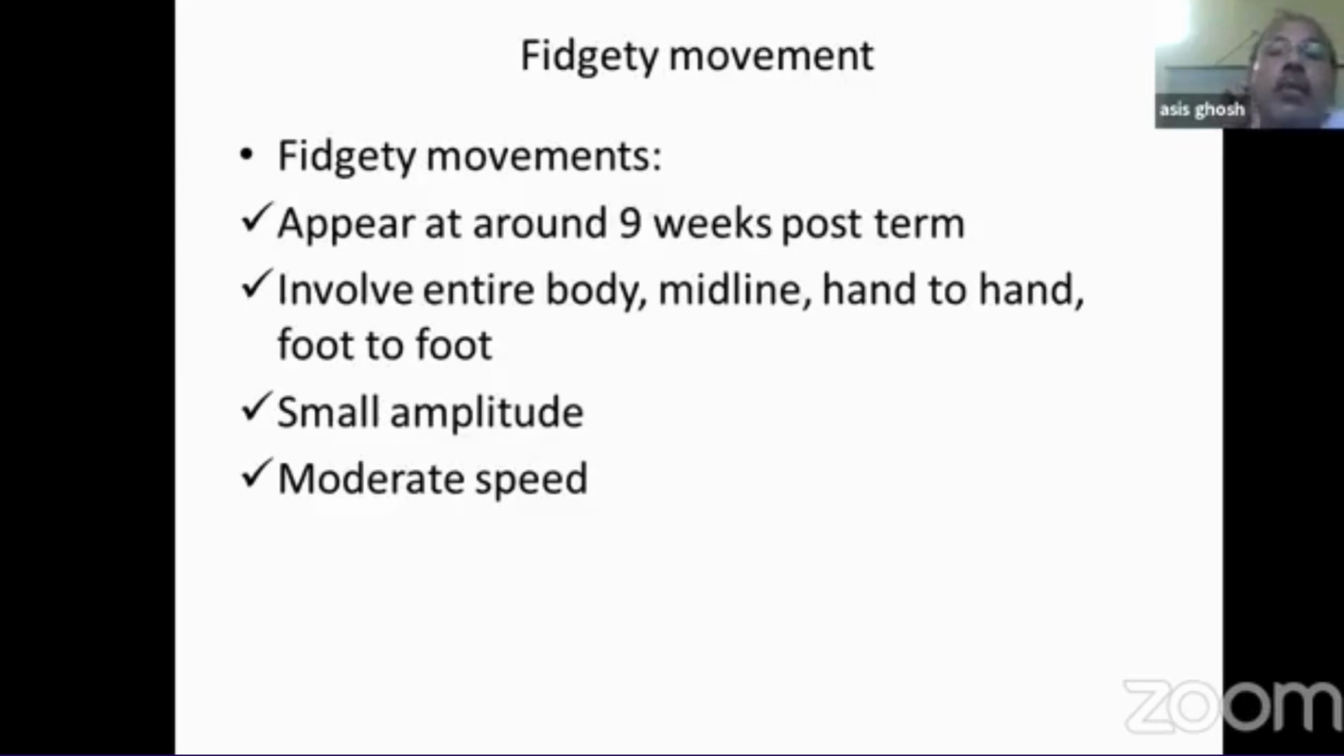Now, this is very important. Fidgety movements appear around 9 weeks post-term, by around 3 months of age. It involves the entire body, and there are lots of midline movements. There's a small amplitude of movements involving head and neck, and it is of moderate speed.